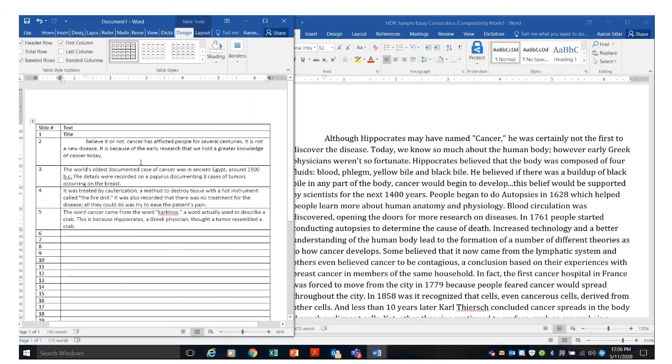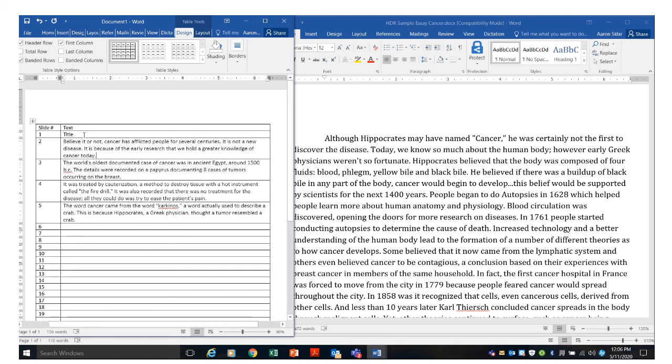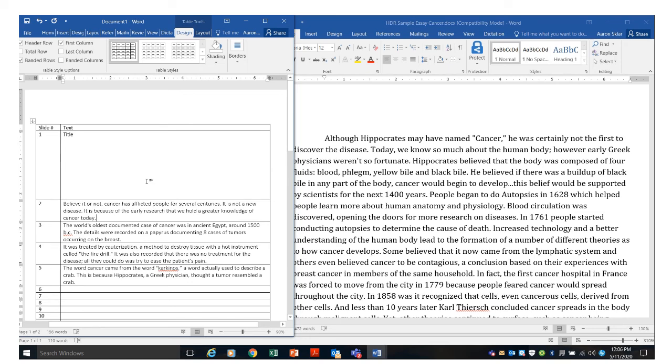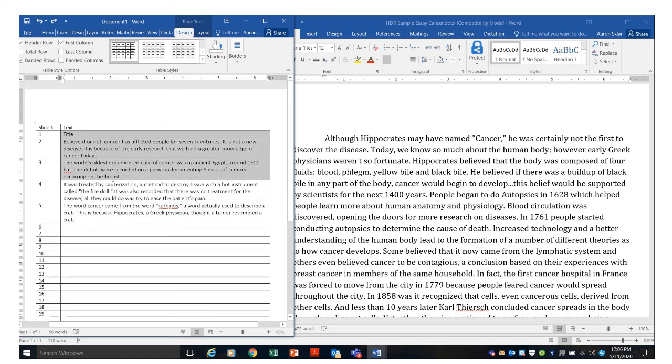All right, so that's what I'm going to do. I'm going to block my essay. Once I'm done, all my essay is going to be over on this side, and then I'll know exactly how many slides I'll want to have inside of my PowerPoint.